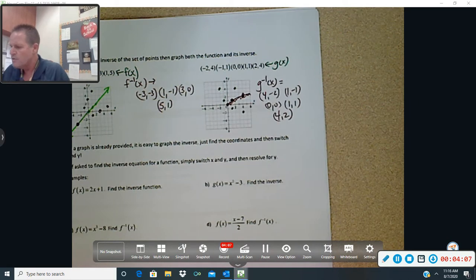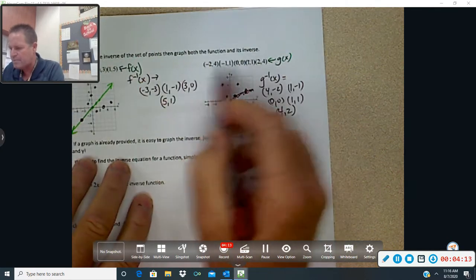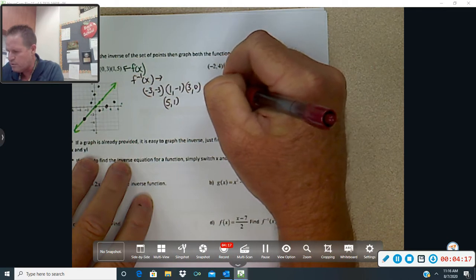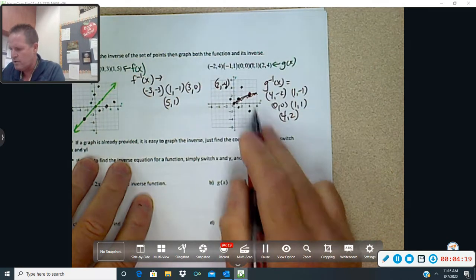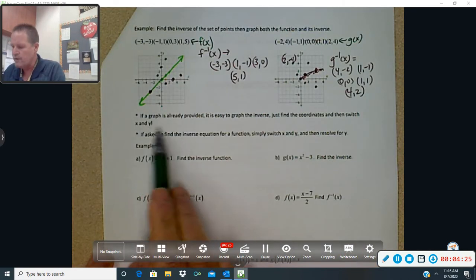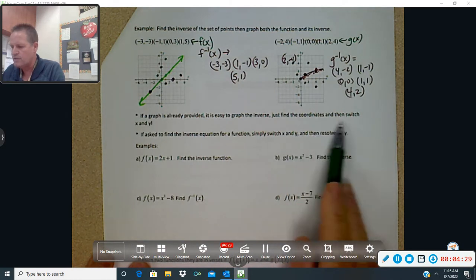All right, so we know how to switch x and y. If they give you a set of points, you'll have to go through, like if they didn't give you this, but they just give you the graph, you'll have to go through and write, okay, this point was 2, -4, and then you can switch x and y to get this second picture. All right, so again, that's what I'm saying here in the notes. If a graph is already provided, it's easy to graph the inverse. Just find the coordinates, switch x and y.